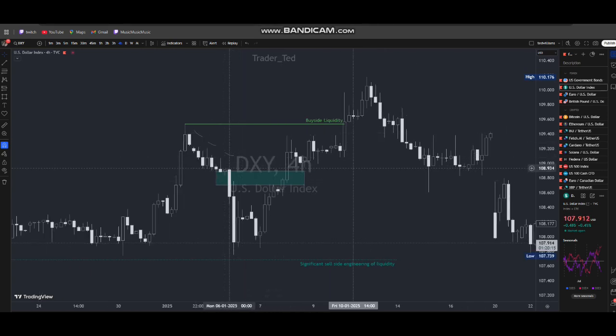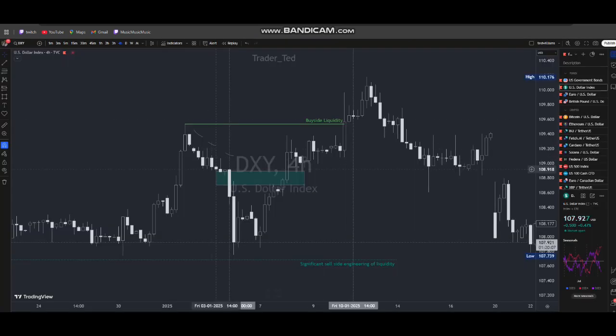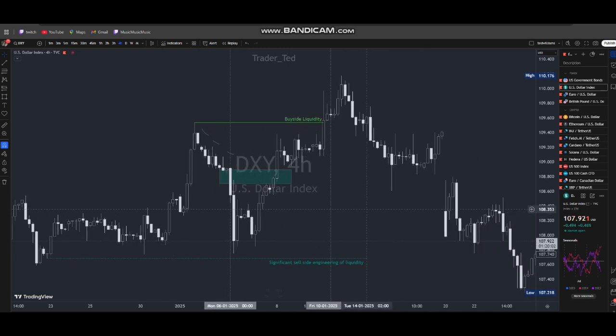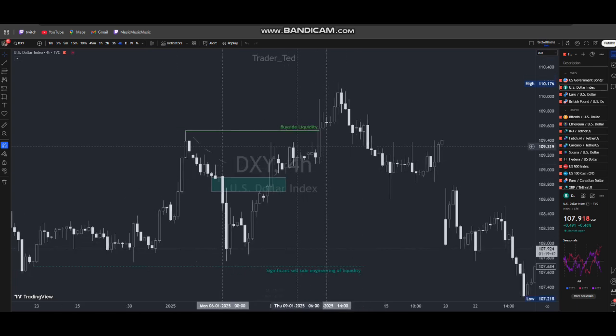As you can see, Monday's roll, very unpredictable. We had no USD drivers, as mentioned. We first engineered liquidity to sell side, just above our weekly fair value gap. Now, from this point onwards, going into Tuesday showed intent that market participants do want price higher. Now, it's not until we managed to close back above our daily imbalance in price to where this move to our buy side liquidity became predictable.